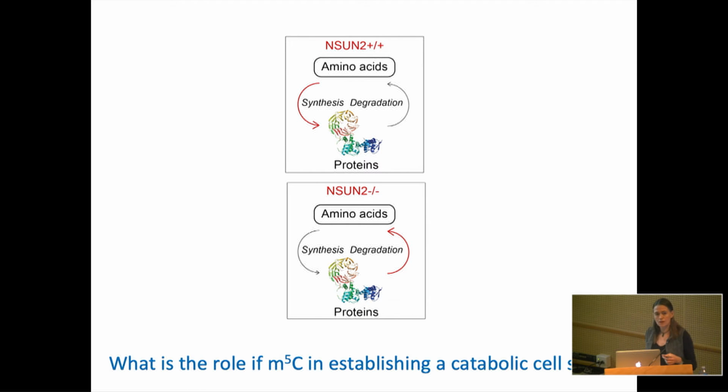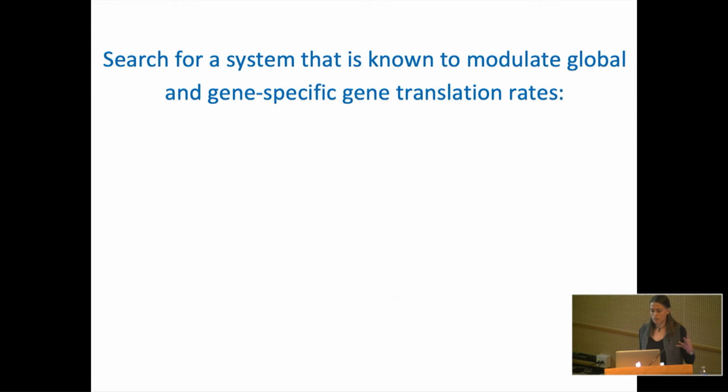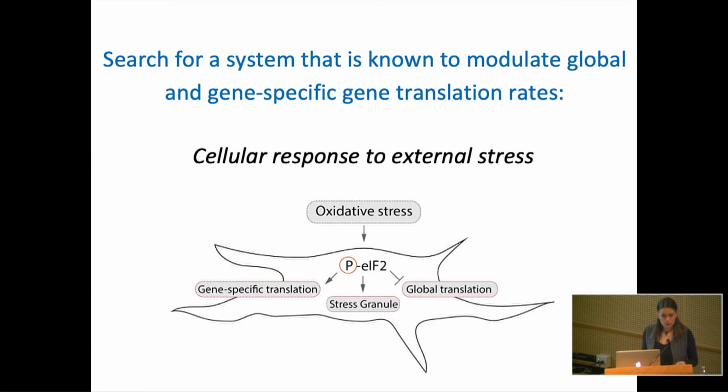And to answer this question, we needed a system where the very dynamic regulation of protein synthesis is important, for example in development or any other condition the cell is experiencing. And obviously, one model system that came immediately to mind was the response to oxidative stress, because during oxidative stress this is exactly what happens, right? You have the inhibition of global de novo protein synthesis, but at the same time, you enforce gene-specific translation because the cells don't want to die.